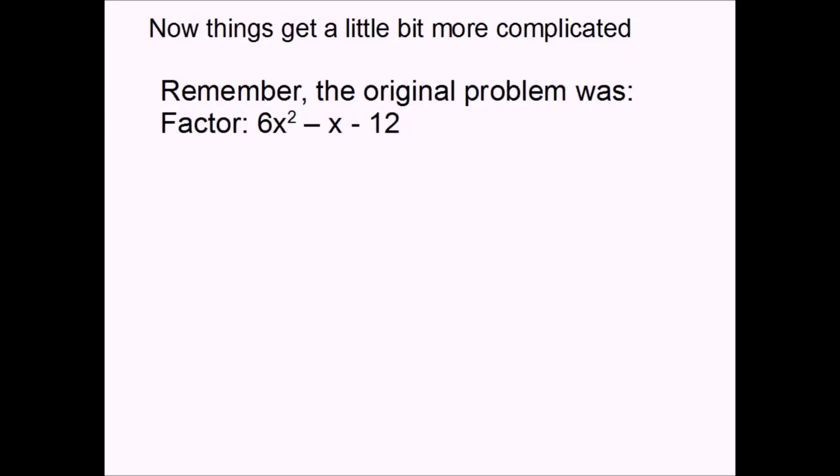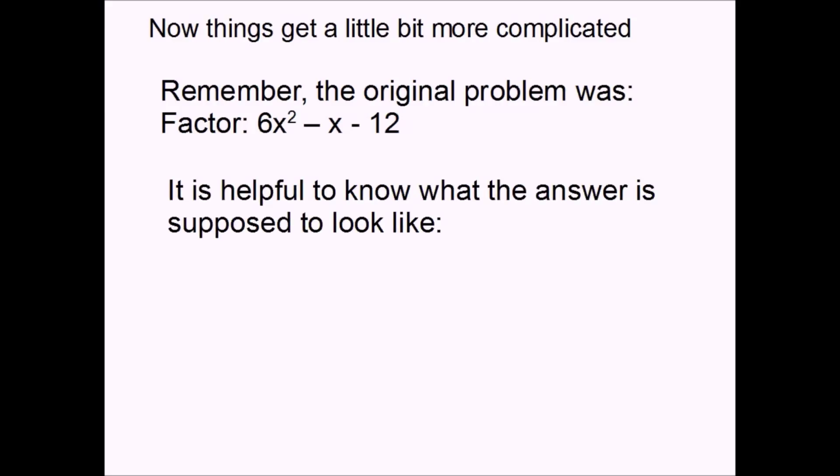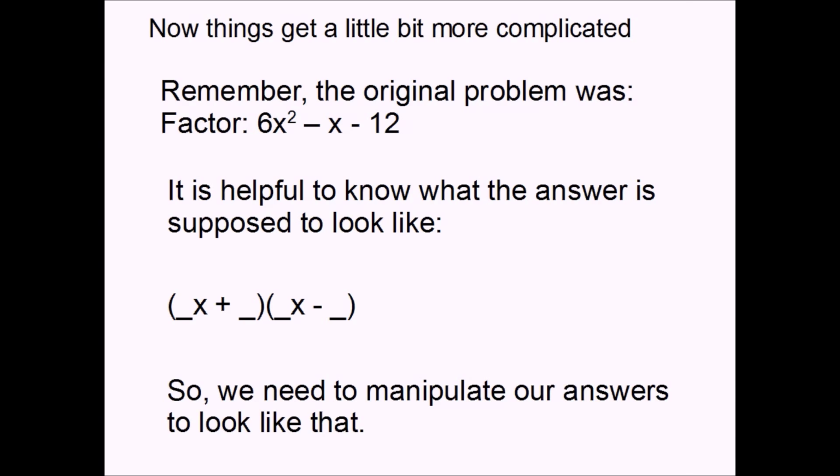The original problem was to factor that. It's helpful to know what the answer is supposed to look like. Presumably you've done factoring before. Because the leading coefficient on the x squared is not 1, our answer's got to look something like this, where the blank spots get filled in with numbers. So we want our answer to look like that. No one ever factors with fractions, so we want whole numbers. So, here's what we're going to do.